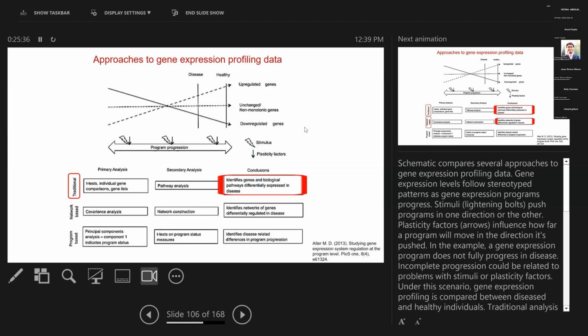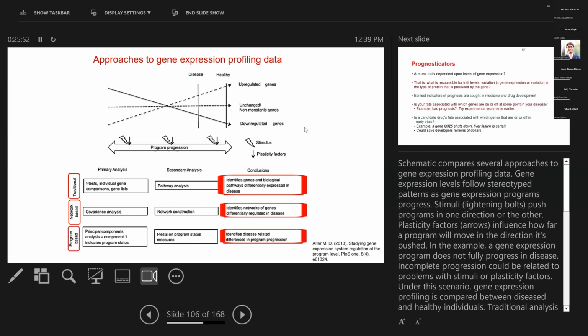So traditionally, there have been 3 different approaches for gene expression. One has been identifying genes and biological pathways differentially expressed in disease. It could be network-based, which identifies networks of genes differentially regulated, or it could be program-based. You identify disease-related differences in program progression, and you find which genes are upregulated, downregulated, or remain unchanged.